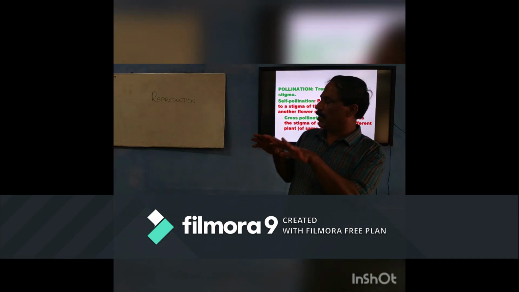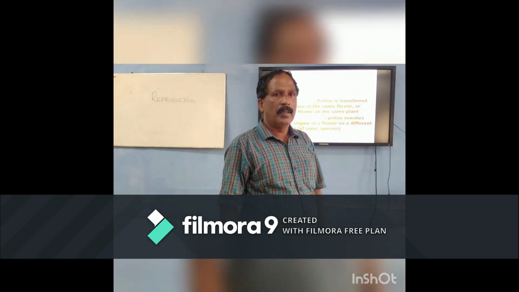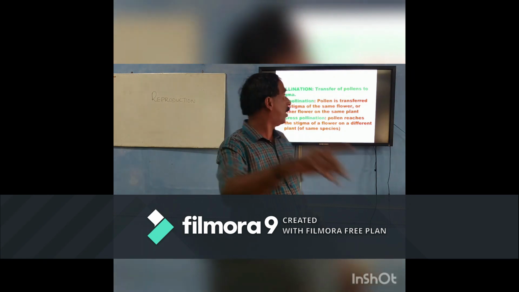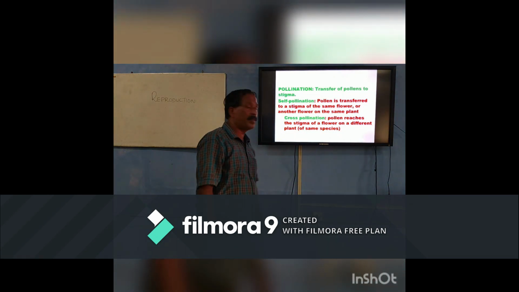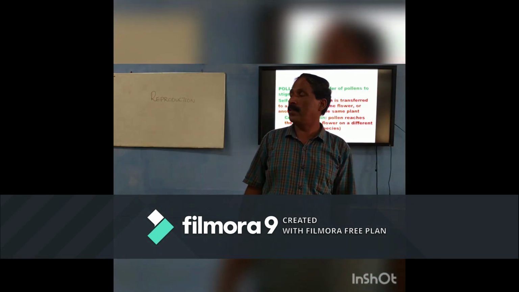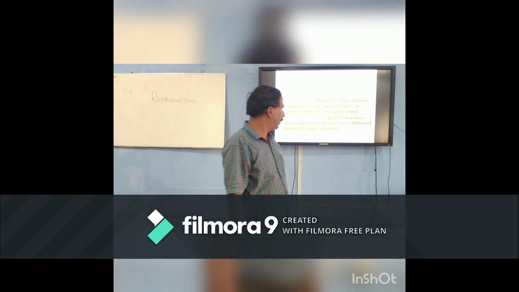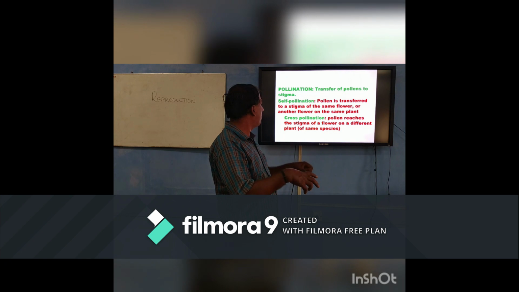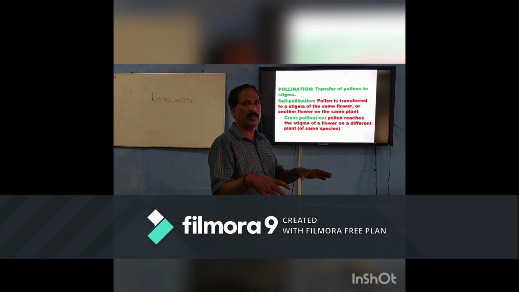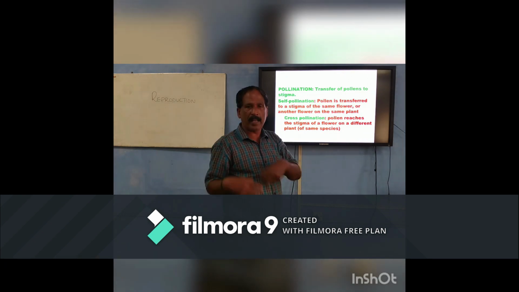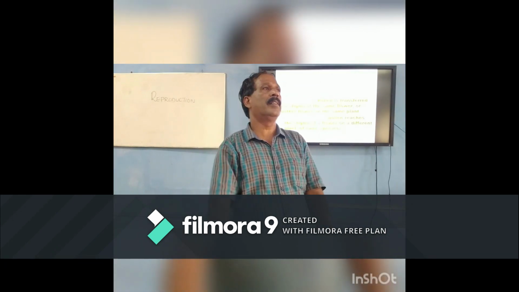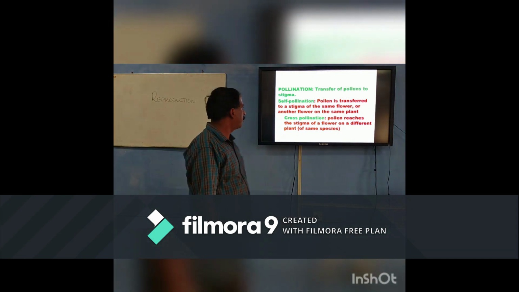If the pollination takes place within a flower, where the same pollen falls on the stigma of that flower, it is called self pollination. Cross pollination is by agents like water, wind, and insects, between different flowers of the same species. For example, pollen is carried by a butterfly, and it drops the pollen in another flower. This is cross pollination.